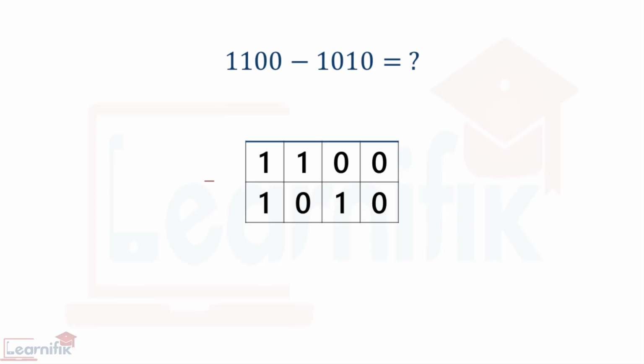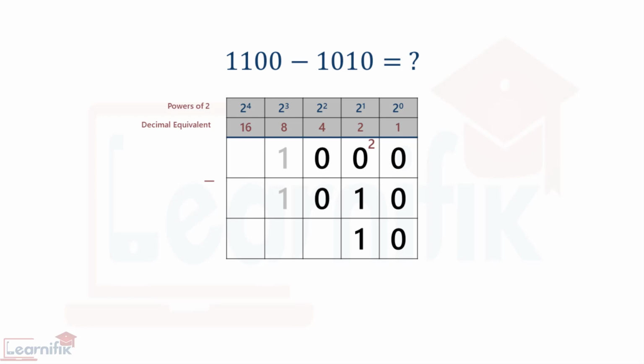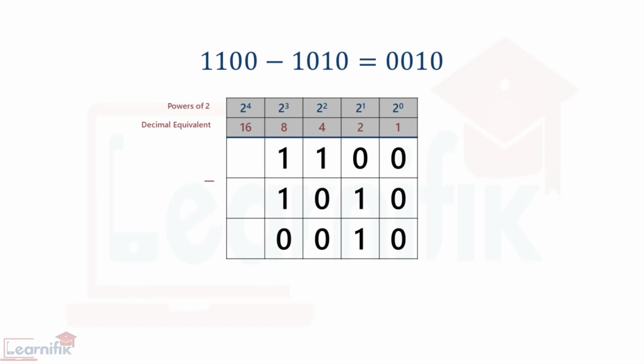In the first column, we have 0 minus 0, which gives 0. For the second column, we have 0 minus 1, which would give us a negative number, so we need to borrow from the third column. So borrowing from the third column, the digit on the third column becomes a 0. Remember, the number we borrowed is a 2. So on the second column, we have 2 minus 1, which gives 1. So write down 1. For the third column, 0 minus 0 is 0. For the fourth column, 1 minus 1 gives 0. So our final answer is 0010.